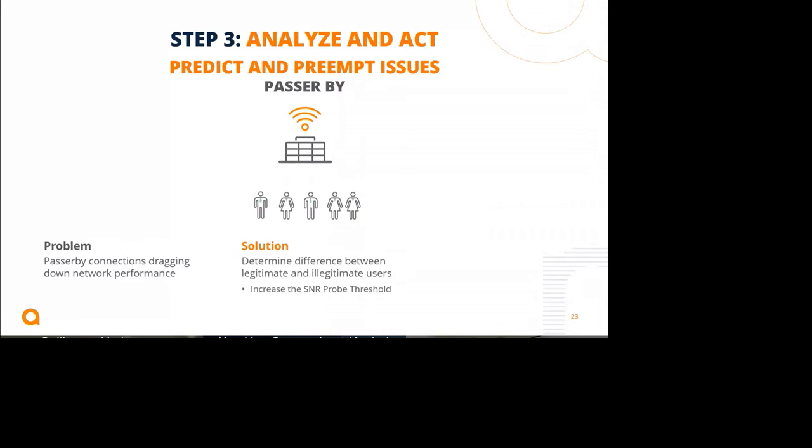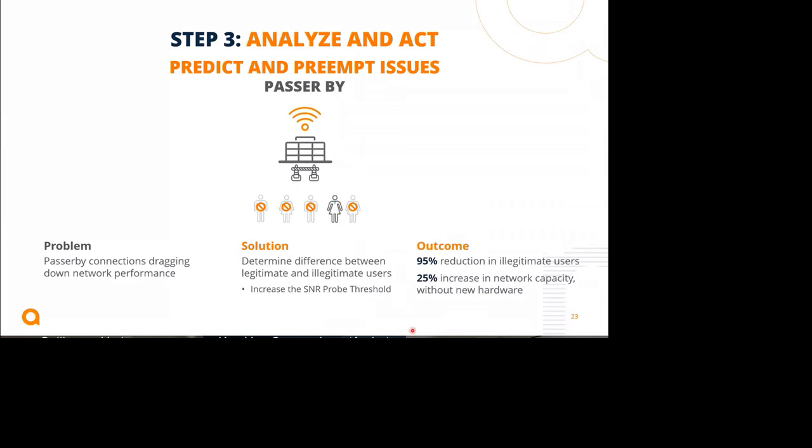So what did we do? Based on artificial intelligence and machine learning algorithms and peer benchmarking, we suggest to change the signal to noise probe thresholds in order to, let's say, eliminate or avoid that the system is going to respond to those probe requests from the people outside of the store.